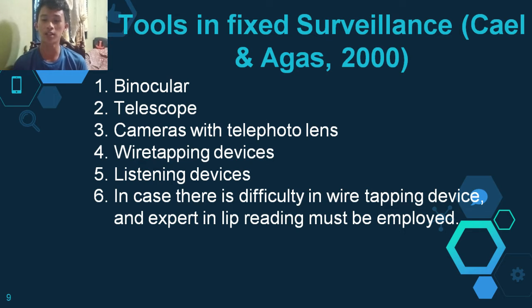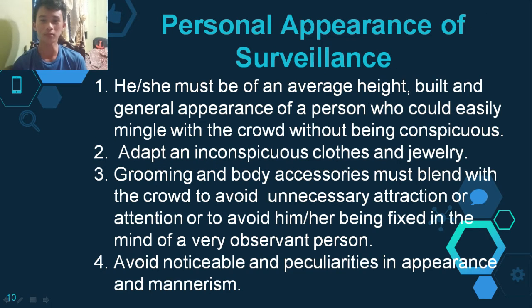In case there is difficulty in wiretapping a device, says an expert, lip reading must be employed. So in this proportion, personal appearance of surveillance: number one, he or she must be of an average height, build, and general appearance of a person who could easily mingle with the crowd without being conspicuous.